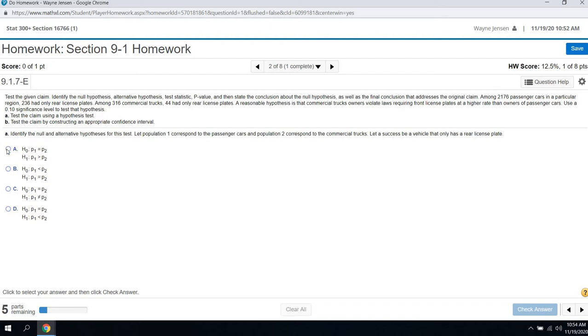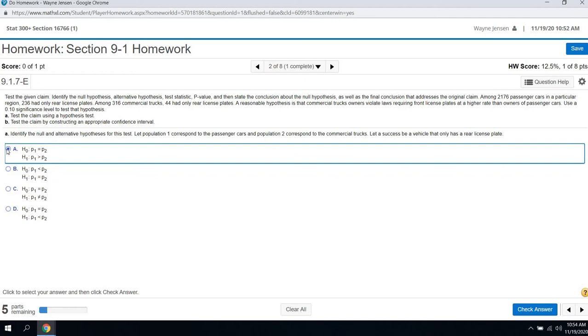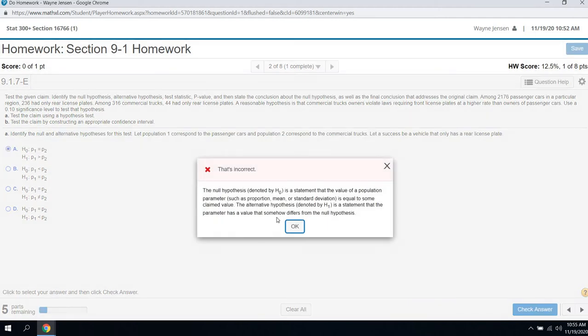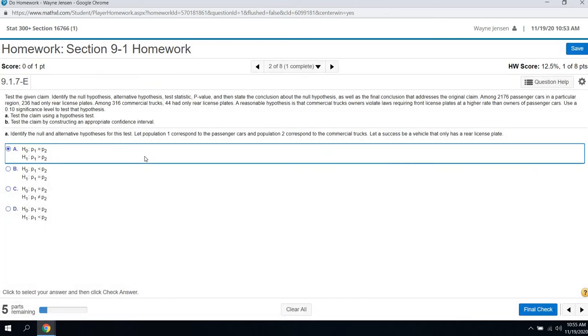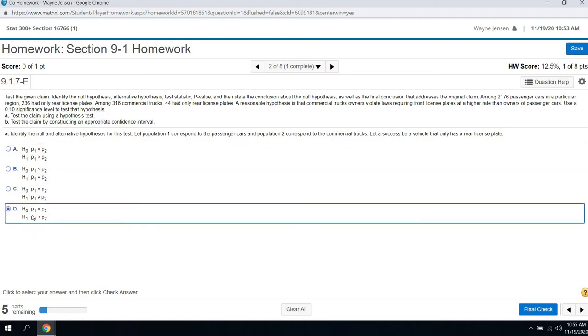So it's very tempting to choose A, but A is not going to be correct. Let me show you. I'll click and it's incorrect. Now the reason why it's incorrect, somebody's going to say, well, Jensen, it says greater and the claim says greater. Well, what's greater? It is the commercial trucks that's greater, and that's population 2. So it's actually D. So there's that level of thinking that needs to happen in these problems.